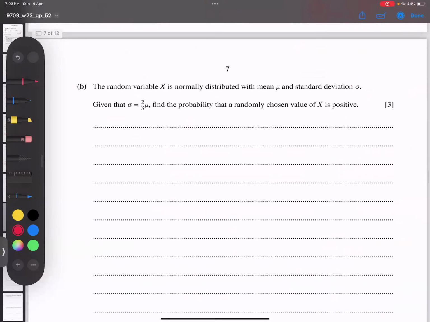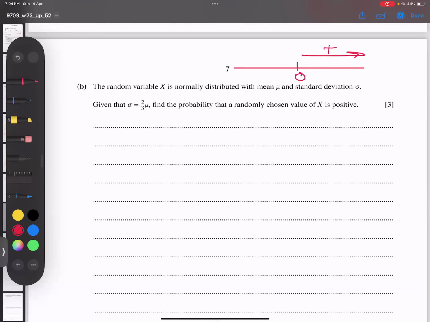For the next question: a random variable X is normally distributed with a mean and deviation, and the deviation is given here. Find the probability that a randomly chosen X is positive. What does positive mean, students? Positive means, in the number line system, bigger than 0.